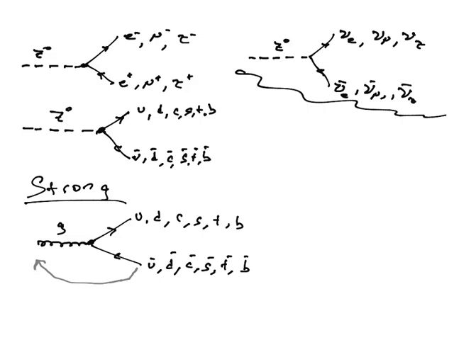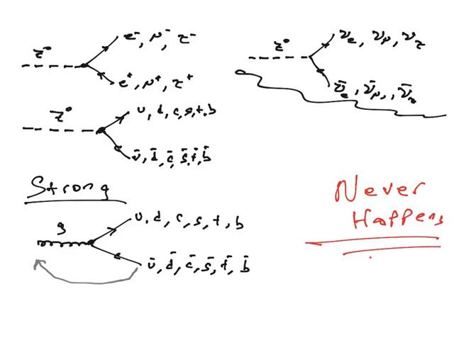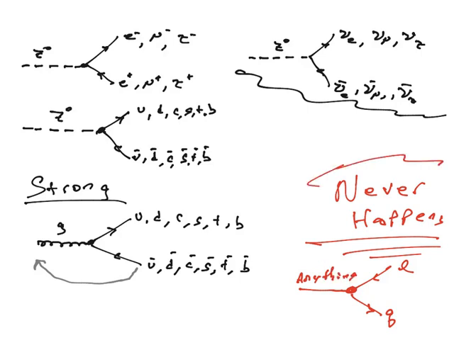The last thing I want to show is this never happens. Never happens, and that is anything coming in, and we have a quark and a lepton like this. Anything. I don't care what this is. This never happens. So if you see something like this, and remember you can move the arms around, you know something's wrong.